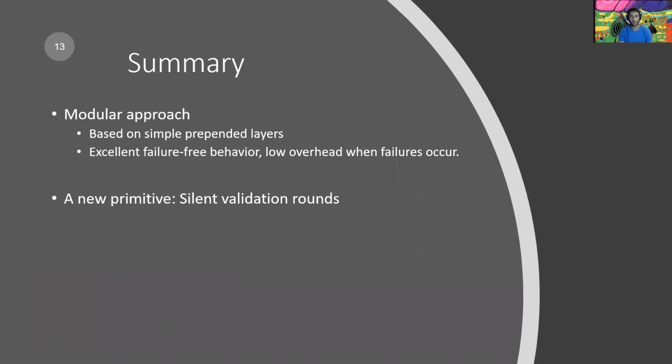To summarize, we provide a modular solution to the classic Byzantine consensus problem. Our solutions are lean layers that are prepended to any chosen Byzantine consensus protocol. The resulting solution has the best known failure-free behavior, and in case failures do occur, has in essence the same behavior as the appended consensus protocol. We make considerable use of null messages and define the useful primitive of a silent validation round.